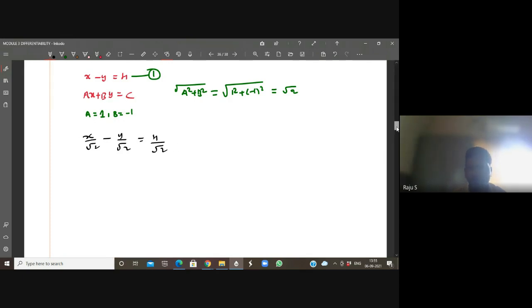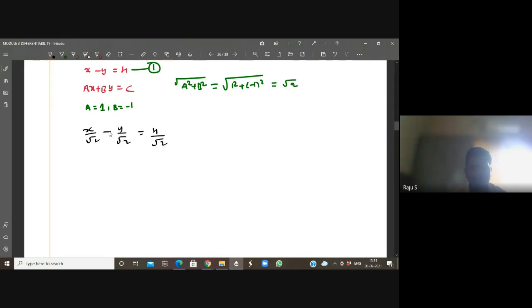You must divide LHS and RHS. So when I divide here, this can be written as 1 by root 2 into x plus minus 1 by root 2 into y is equal to 2 into root 2 into root 2 by root 2. Okay, so this is equal to 2 root 2. Now this is in the form of cos.